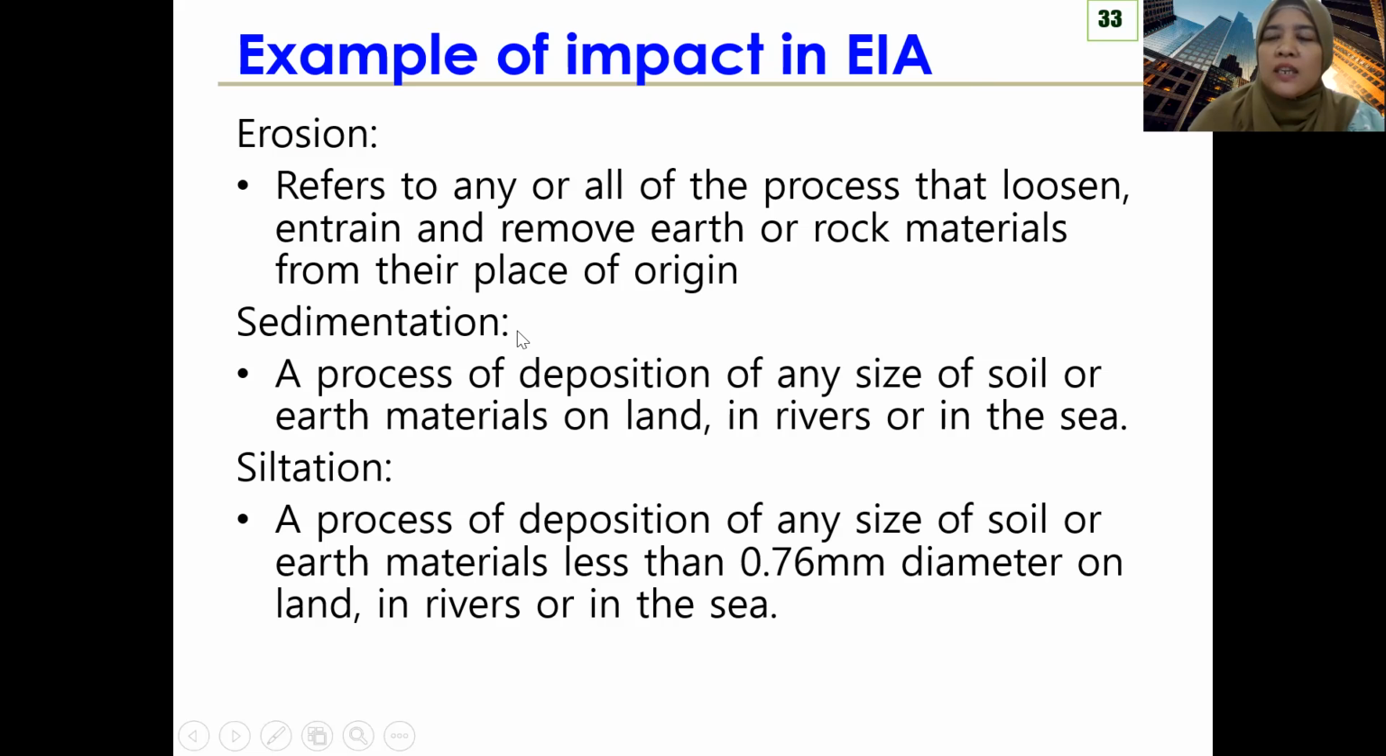Sedimentation, sedimentation is sediment tu kotor lah, sungai jadi kotor. Bila sungai ada sedimen, dia akan jadi keruh. Sedimentation, a process of deposition of any size of soil or earth materials on land, in rivers or in the sea. Sedimentation maknanya pemindahan soil, pemindahan tanah ataupun bahan tanah ke dalam air, ke tempat lain, ke sungai, ke laut.